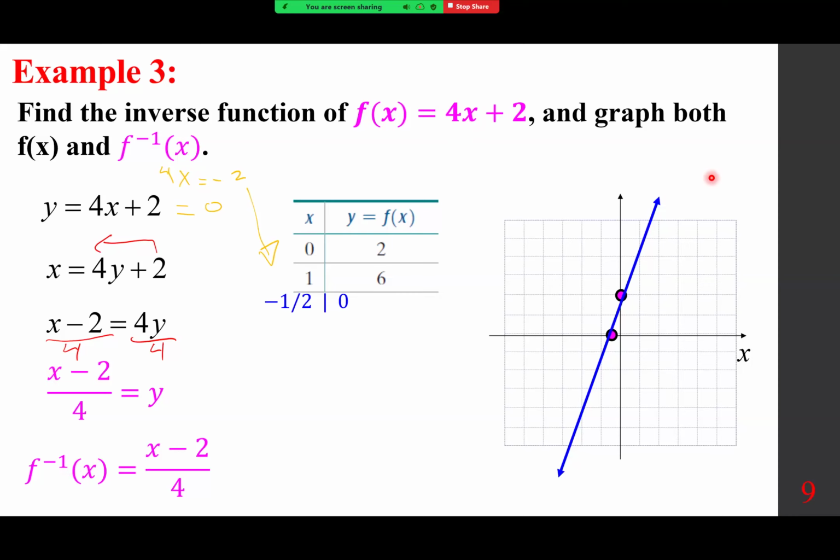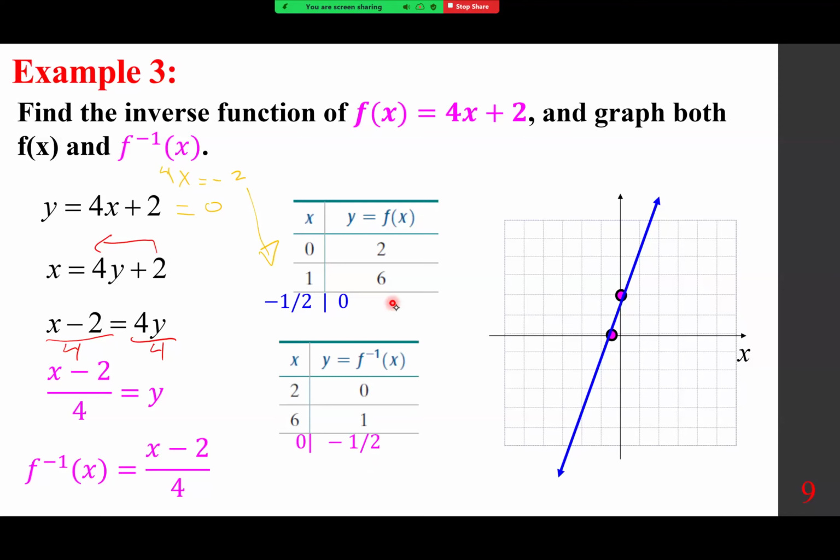We've graphed f of x. We want to graph f inverse. And all you have to do is come up with the pairs. Now, even if you don't want to work them out, 0, 2 becomes 2, 0. I hope you notice that this is y, right? Or you can write here, if you let x be 2, y becomes 0. So this will go to 2, 0. This will go to 6, 1. And this will go to 0, negative 1 half.